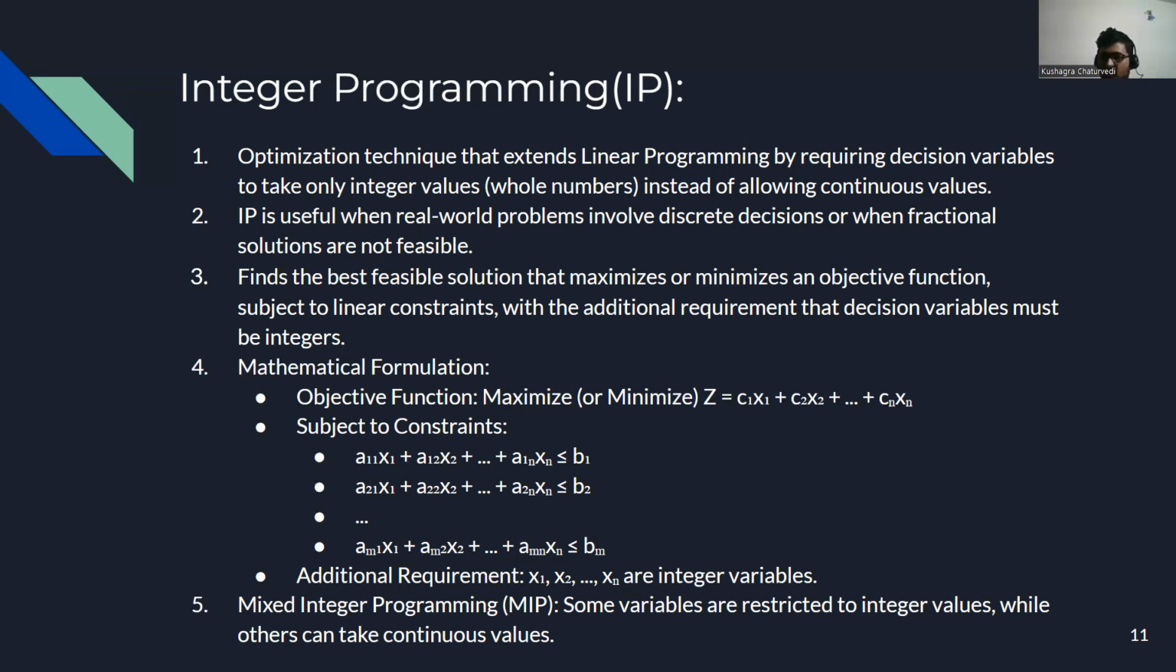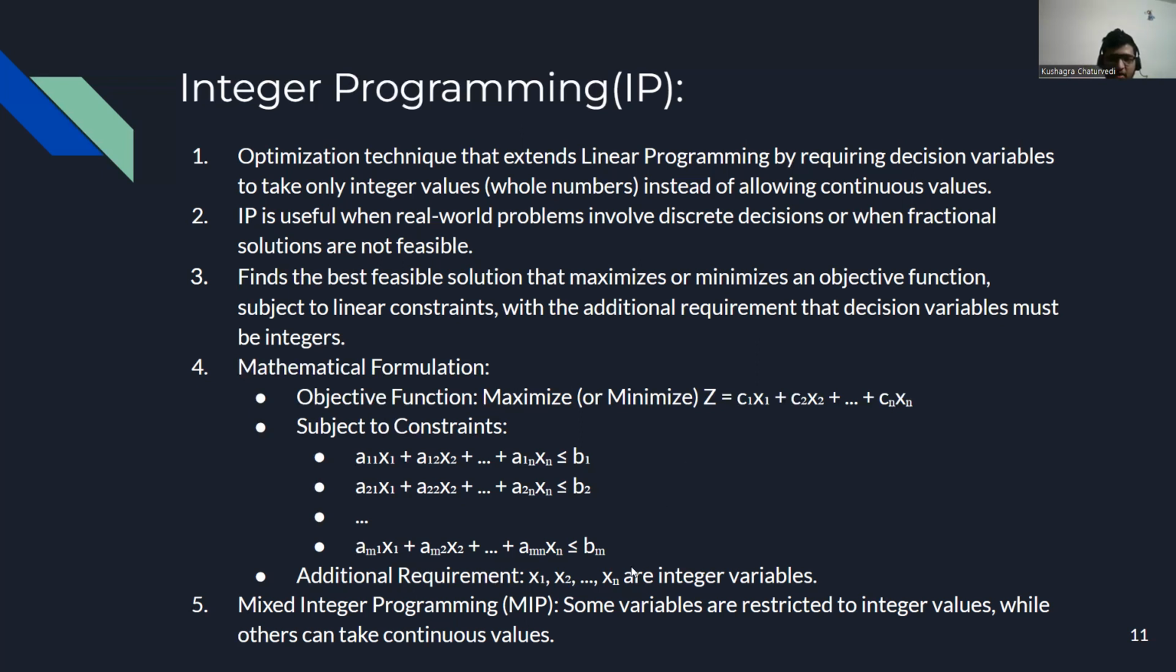Then we can find the feasible solution that maximizes or minimizes the objective function. It's all the same as linear programming, but the only additional constraint here is that x1 to xn, the decision variables, are integer variables.